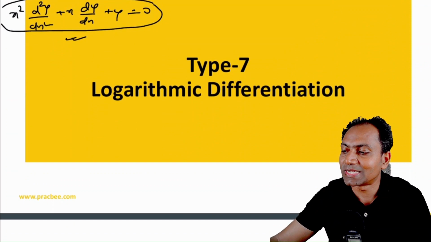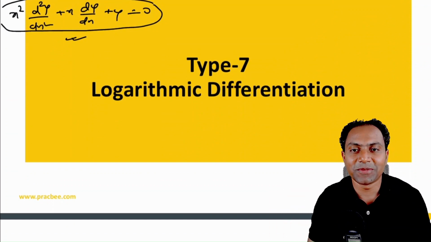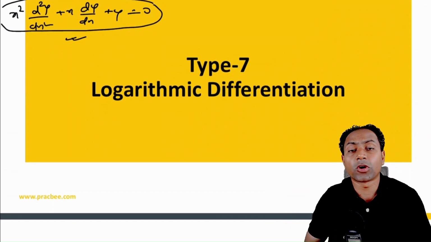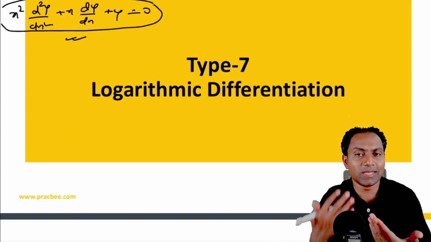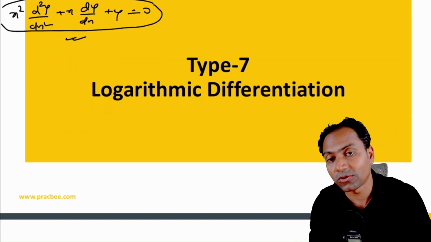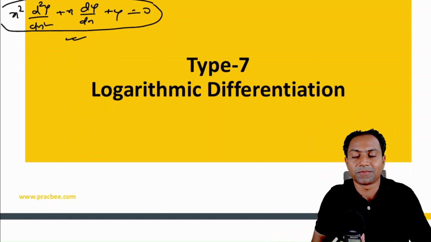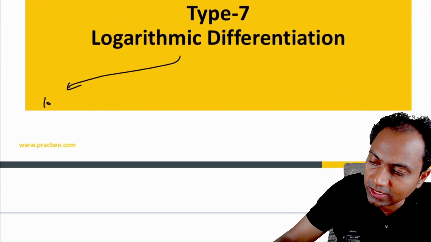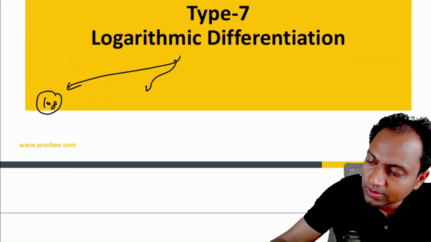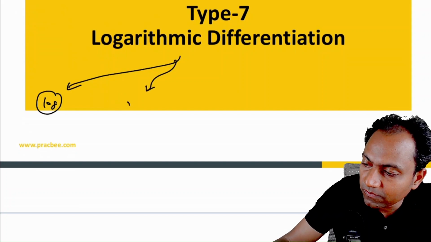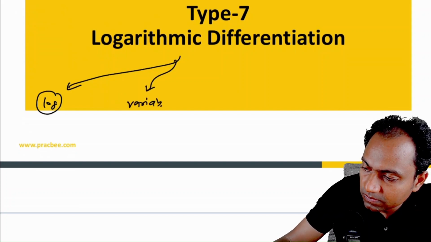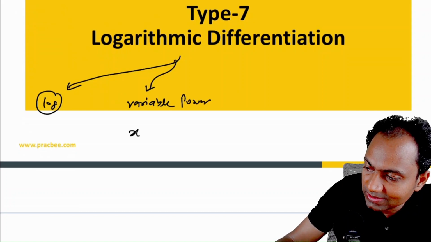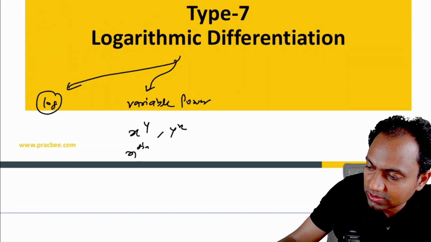If I move towards type 7 problem, it is nothing but based on logarithmic differentiation. Now, logarithmic differentiation means either differentiating the logarithmic function or using log to find the answer. So when you will use this, there are three use case scenarios. First, when log is directly involved in the question. Second, there is some variable power. What do I mean by variable power? Something like x raised to the power y, or y raised to the power x, or x raised to the power sin x, and such kind of question.